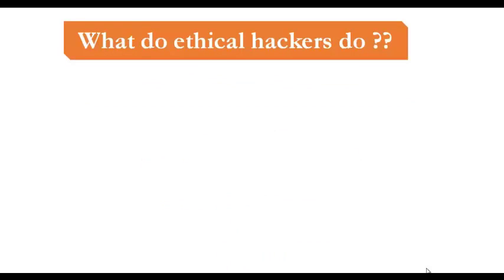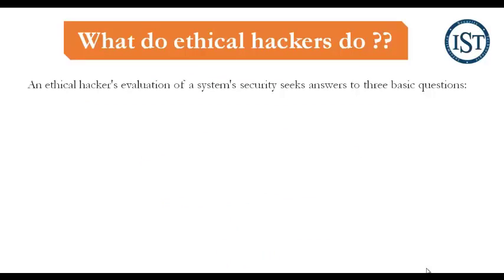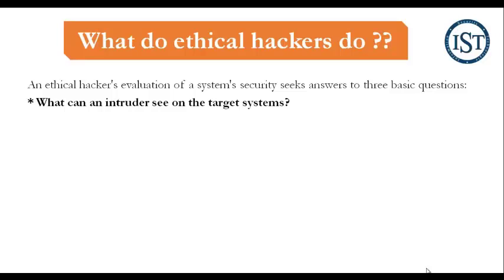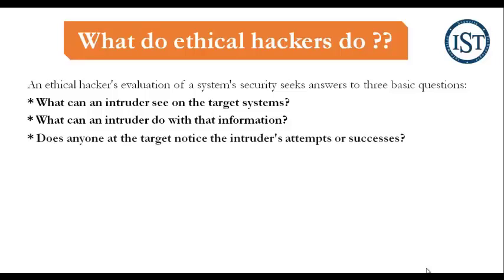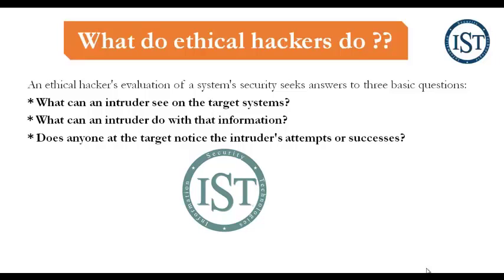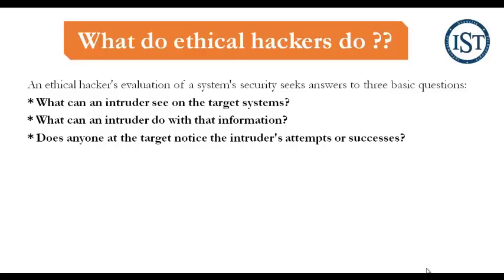Now let's try to understand what ethical hackers do. An ethical hacker's evaluation of a system's security seeks answers to three basic questions. The first one is, what can an intruder see on the target systems? The next one is, what can an intruder do with that information? And the last one is, does anyone at the target notice the intruder's attempts or successes? These are the three questions a typical ethical hacker's evaluation consists of.